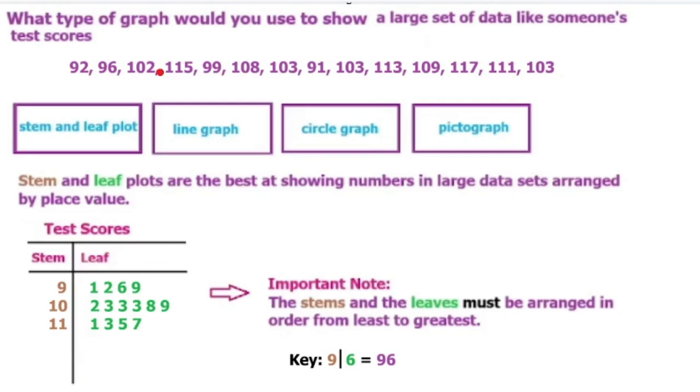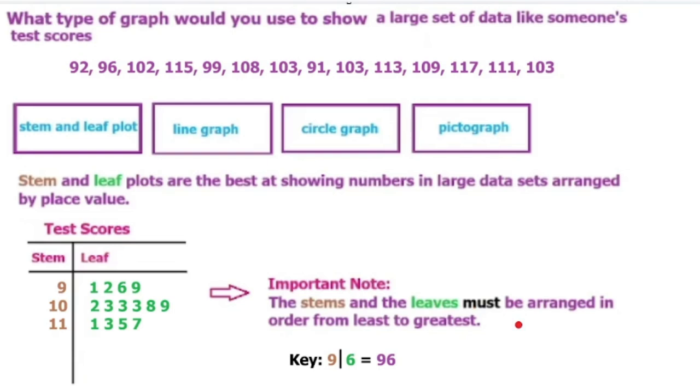And you do the same thing for the 11. So there's 111. Here's 11 and 1. That's 111. And then 11 and 3. That's 113. Then we have 115, which is here, 115, and then 117. So it's important to note the stems and the leaves must be arranged in order from least to greatest.